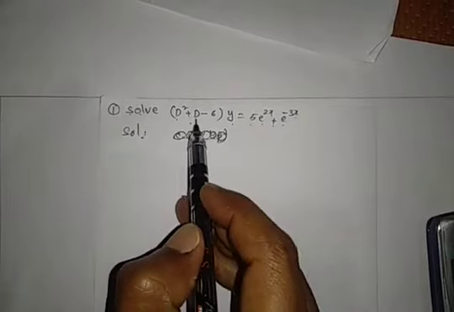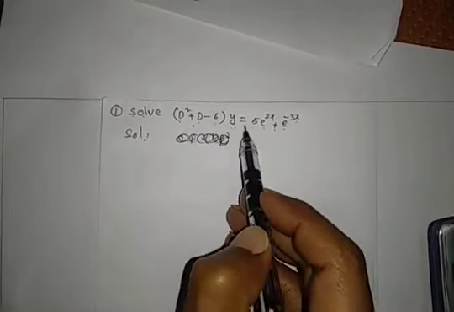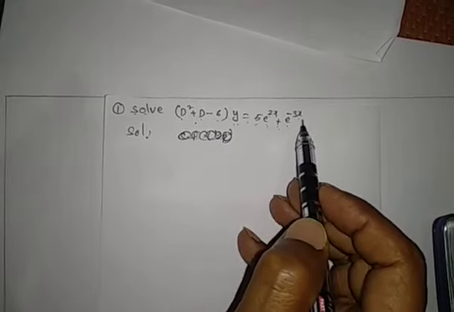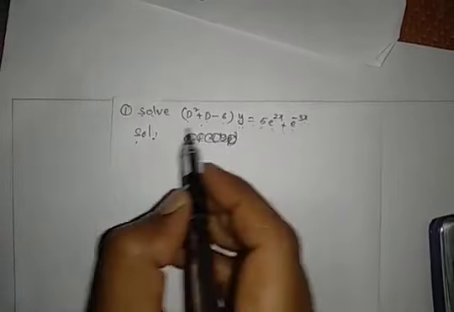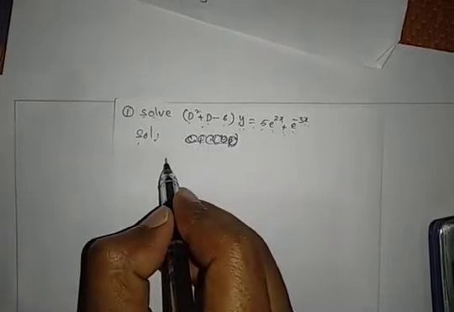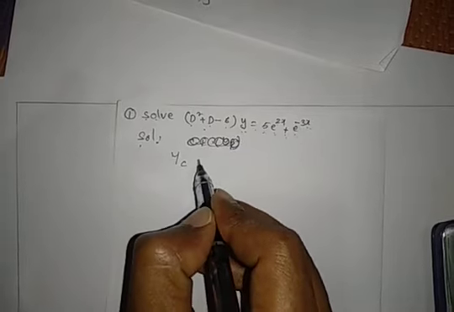(D square plus D minus 6) y is equal to 5 e to the power of 2x plus e to the power of minus 3x. Solution. First, this is the question. So first of all, we have to find the complementary function, that is yc.